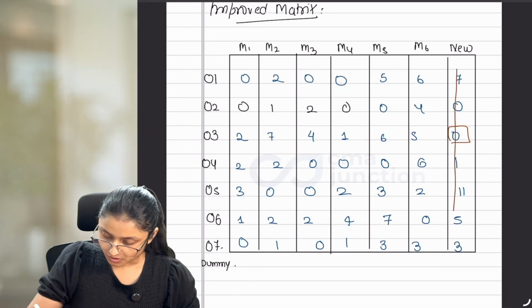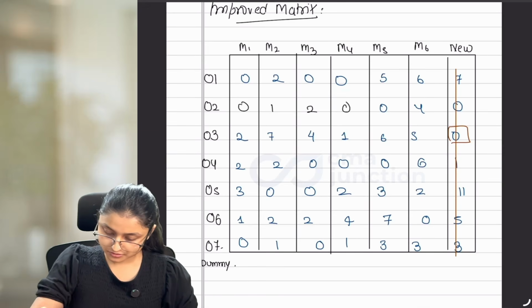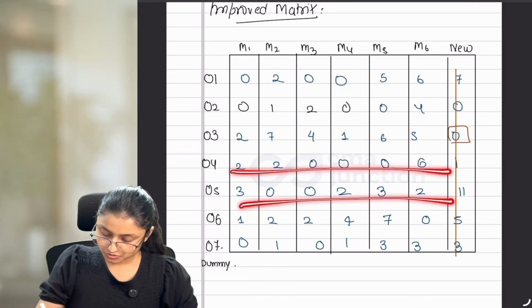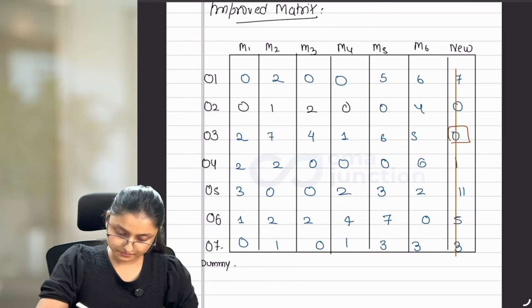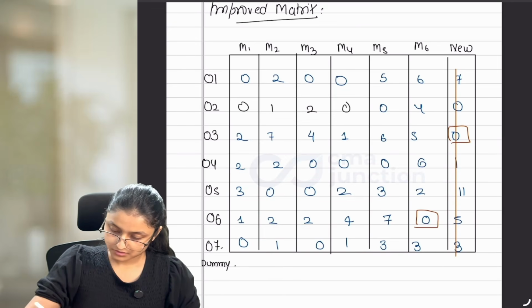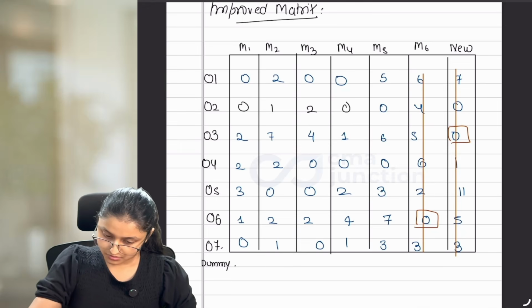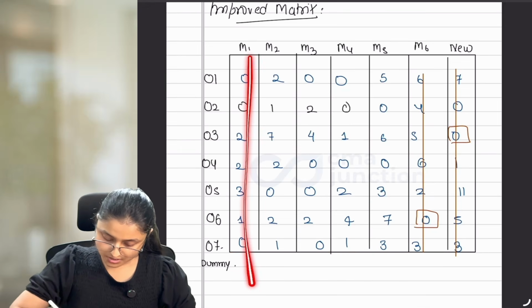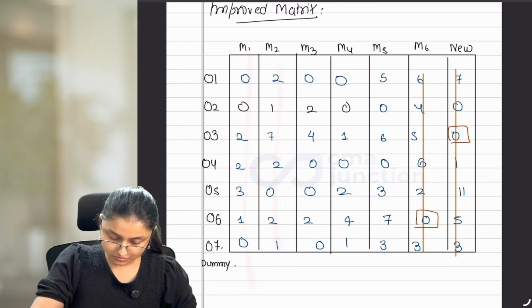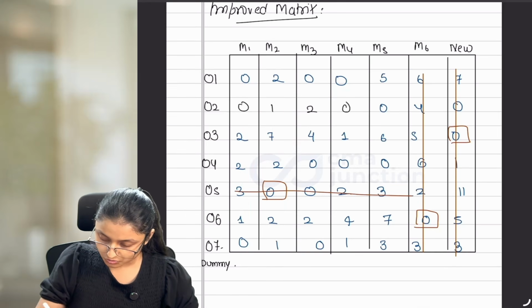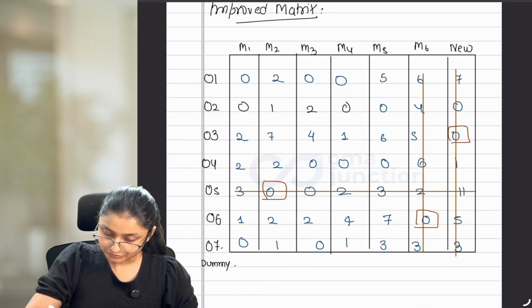And cut the column. Next, 3 zeros, skip. 2 zeros, skip. 1, mark and cut the column. Next, 2 zeros, skip. 3 0, skip. 1 0. Mark and cut the row. As we are doing column scanning, we have to cut the row.